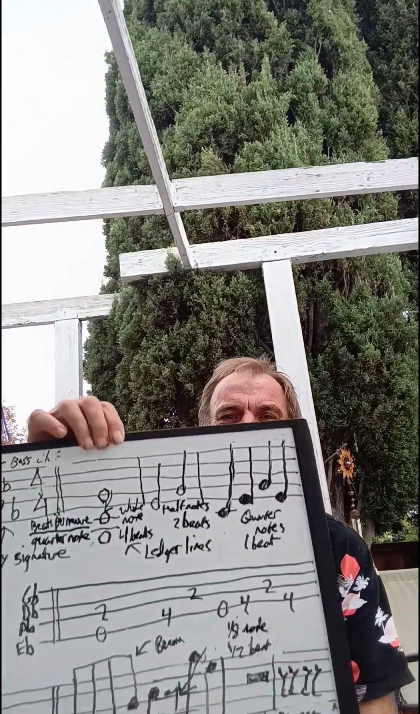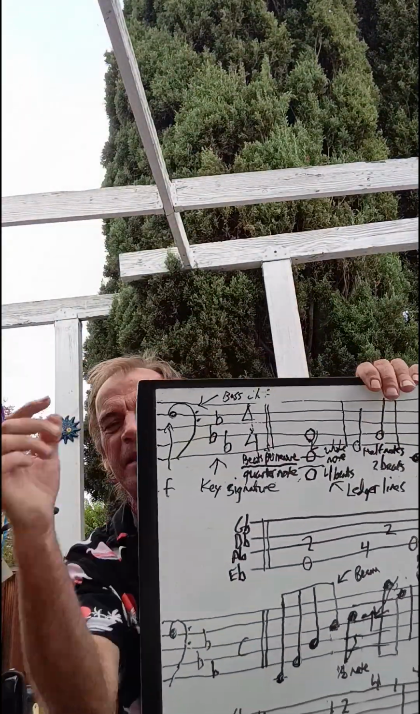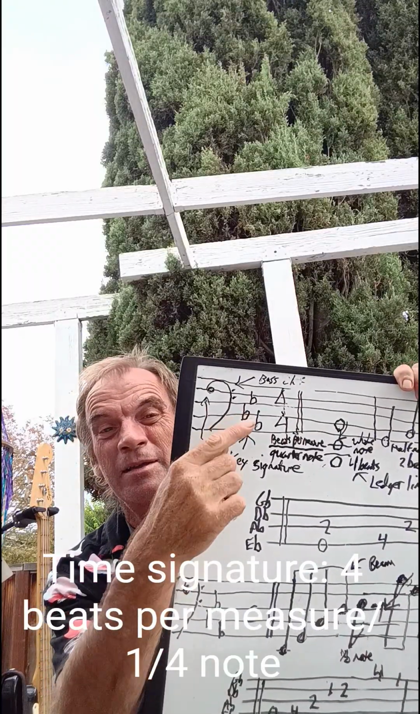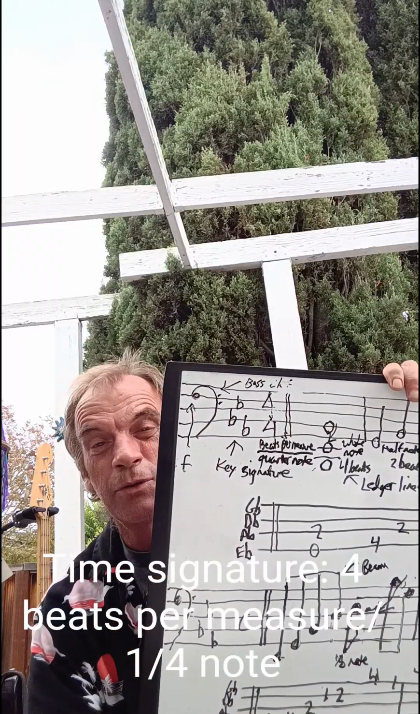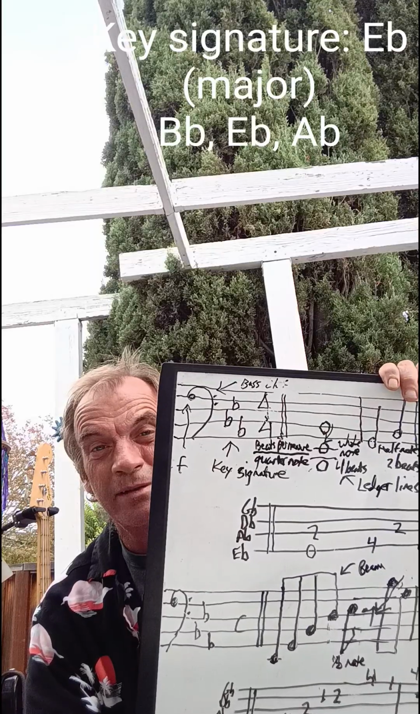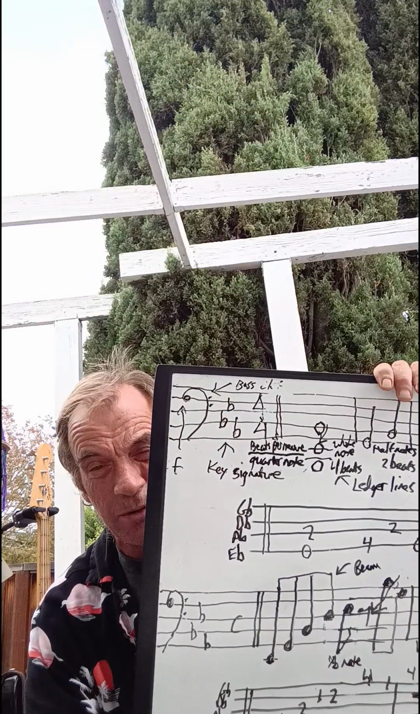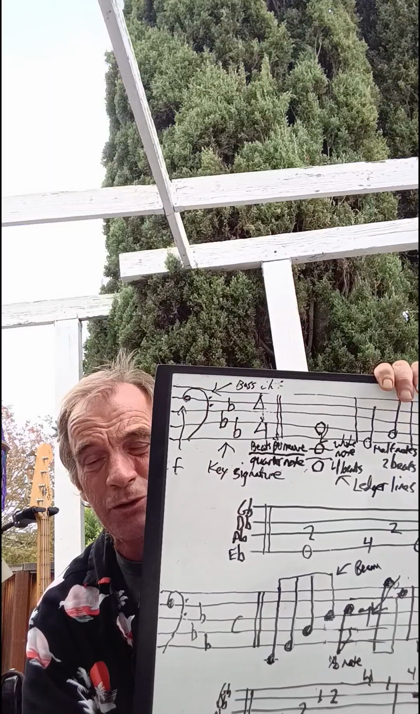Today we're going to go over some of the basic concepts in music theory. First of all, we're working with the bass clef over here. This is based on the note of F. Second, you'll see three flats. One is on B flat, one is on E flat, one is on A flat. That's our key signature, and it means that we're in E flat major.